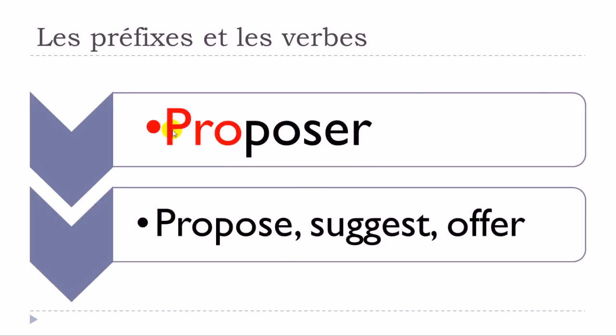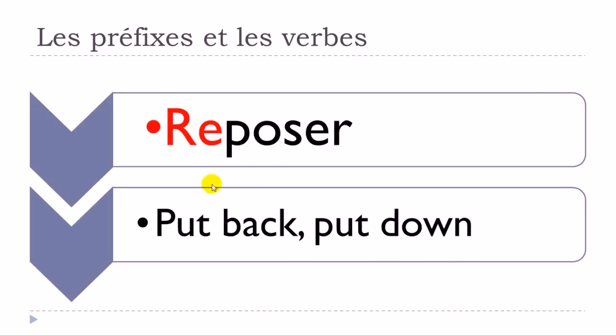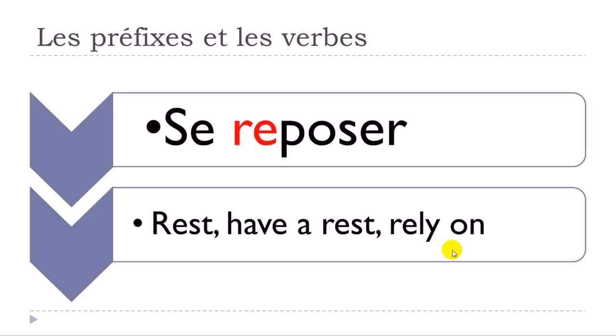It's possible to add this P-R-O, pro, proposer, okay, proposer. Or then you can also add this R, E, re, reposer. Okay, and here you've got the translation. It's also possible to have, when we're talking about this reposer, well, this se reposer.